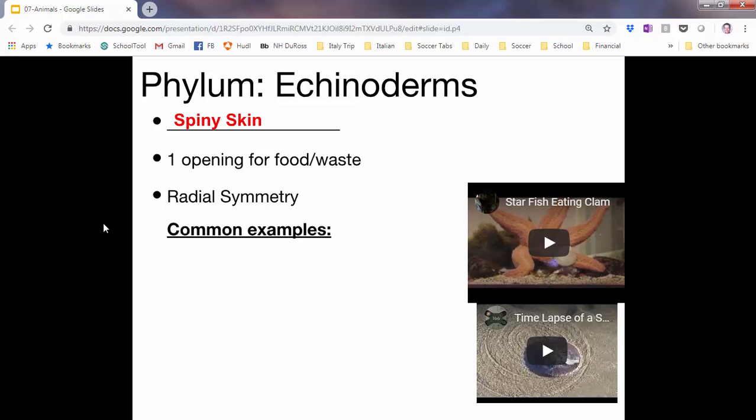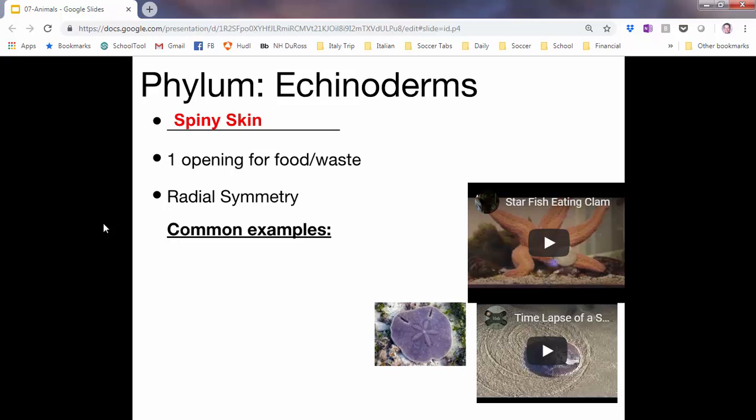Okay, these have an exoskeleton. That's what's left here. The living parts are dead. They have little tube feet that come out of these grooves on the bottom to help them move around. So that's one example. They have one opening where they take in food, digest it, and then the waste comes out the same opening. That's something we use to classify lots of organisms.